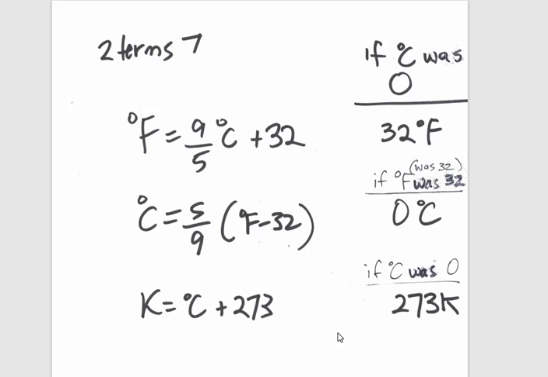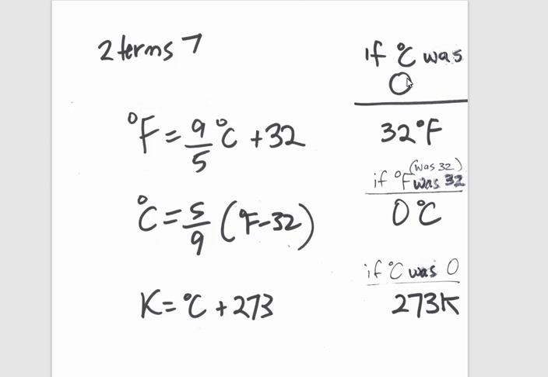Temperature conversion formulas that you should memorize. Say these after me. 32 degrees Fahrenheit, 0 degrees Celsius, 273 kelvins. Now, let's go back and let's look at what brings us to these values.